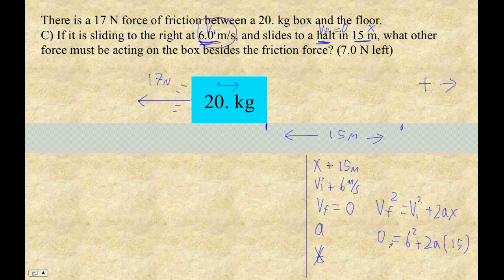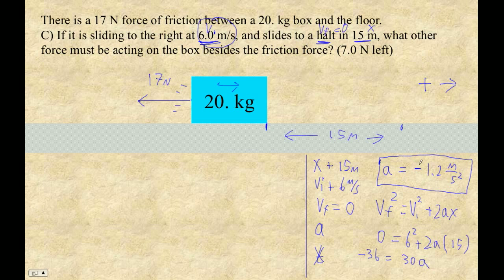So 6 squared is going to be 36, and I'm going to put it over here and make it negative. Is that too big a jump? I don't think so. So negative 36 equals 2 times 15, which is 30, times A. To get A by itself, I go negative 36 divided by 30, and that's going to give me negative 1.2 meters per second squared. So in the present analogy, now we have our batteries. Now we can make our other present work.